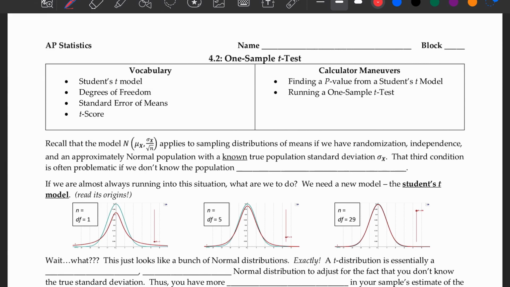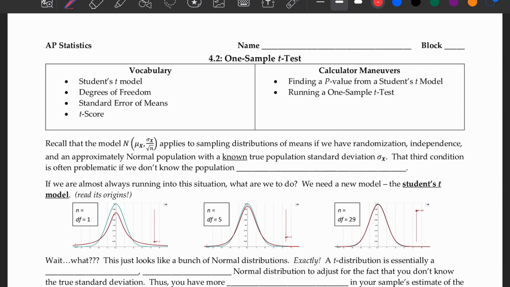So what is a t-test? Well, that's one of our vocab words. It's actually called the student's t-test, or t-model, I should say. There's also this new thing called degrees of freedom, standard error of means, and a t-score to go along with the t-model. Our calculator maneuvers, we've got a couple of them. We're going to figure out how we can find a p-value from the student's t-model, and how do we run this one sample t-test that our notes are named after.